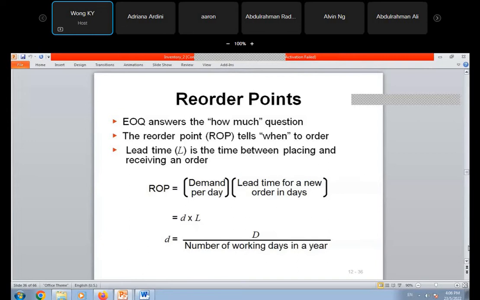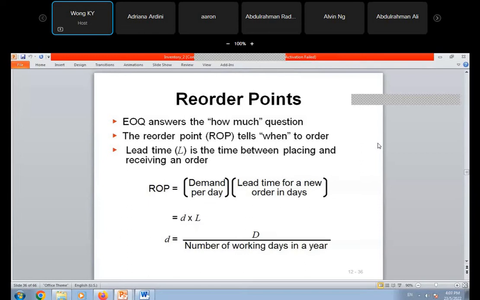Now, another issue that we have to know is when to order. To answer this question, we have to calculate the reorder point. Reorder point is ROP. Reorder point tells us when to order. I have to explain very clearly to you. Please listen carefully. When to order doesn't refer to what time we have to order. It doesn't refer to the time.